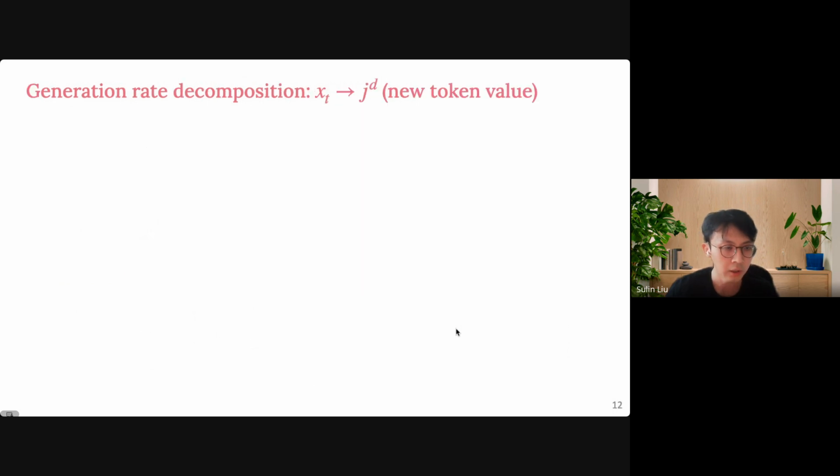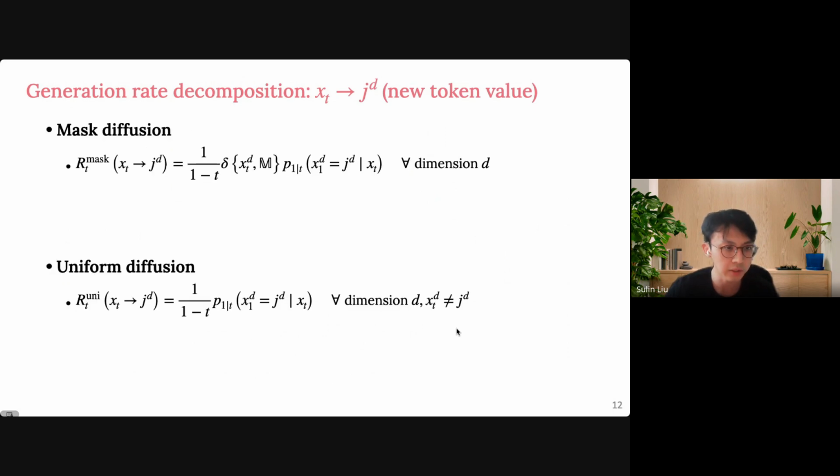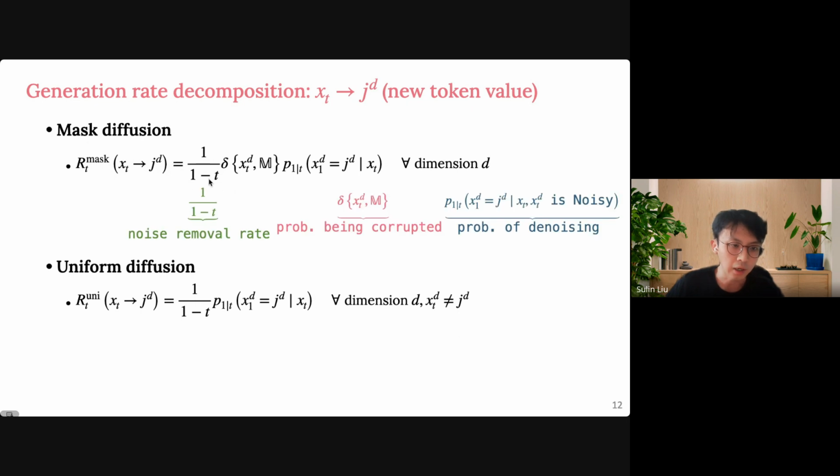Similarly, for discrete data, we are learning this generation rate matrix. So it's a rate of how we want to move our current data. For each dimension of the data, where D here means that dimension of the data, for that dimension to move to a new token, you can show that for mask diffusion, it depends on the first term, which is basically a noise removal rate based on how close you are towards the end of the diffusion process.